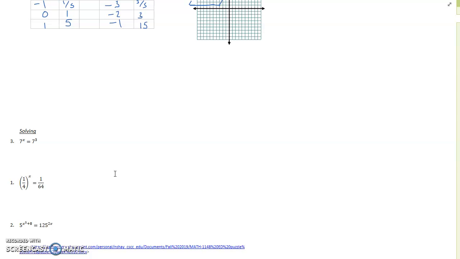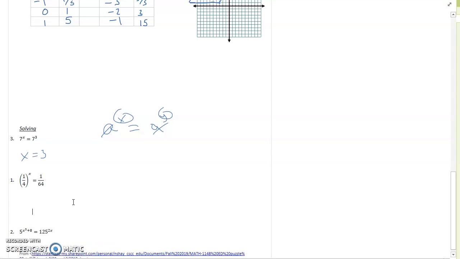All right, the last thing we're going to take a look at is solving some very simple exponential equations. Okay, so if I have a to the x equals a to the y, well, the bases are the same. We can cancel them out, and we can just basically set the exponents equal to each other. So I have 7 to the x and 7 to the third, so x has got to be 3, right? If these two things are equal to each other, it's got to be 3.